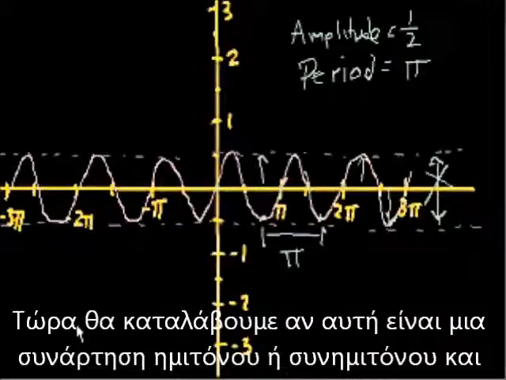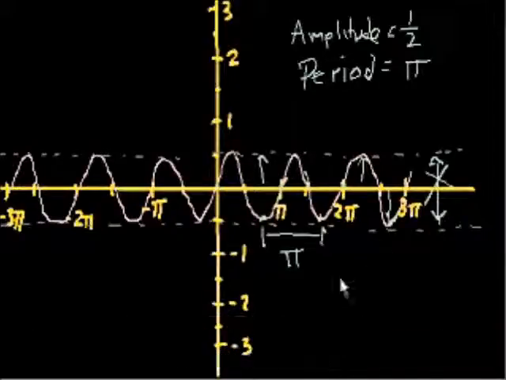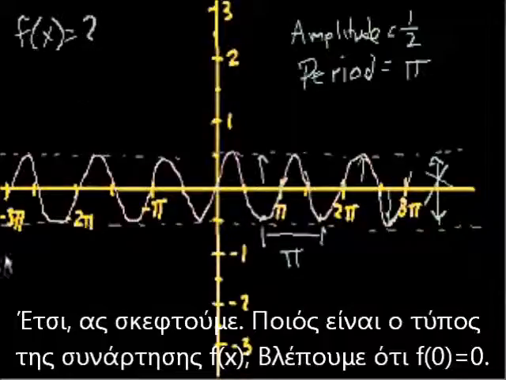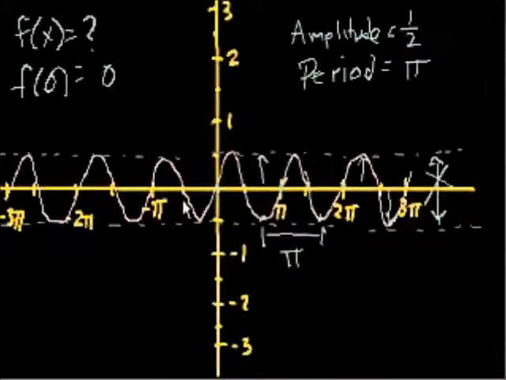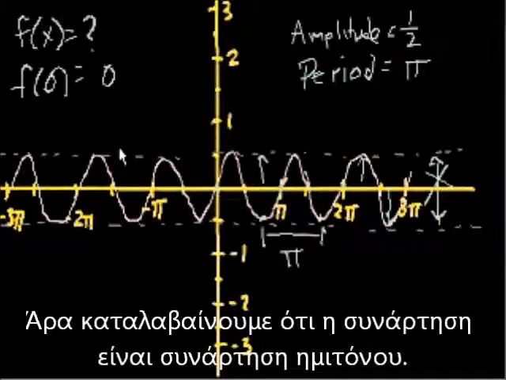Now we have to figure out if this is a sine or a cosine function, and for now we'll not think about shifting. So let's think about what happens when we want to know what this function is. f of x is equal to question mark. Well, we see that f of 0 is 0. What does that tell us? Is this a sine or a cosine function? Well, cosine of 0 is 1, and sine of 0 is 0, and this function is 0. So we know that this is a sine function.